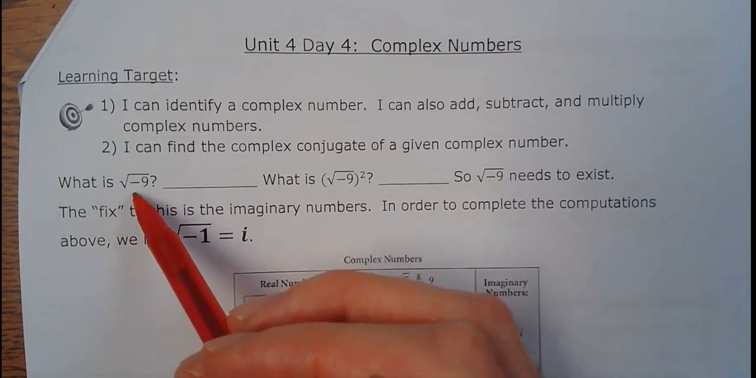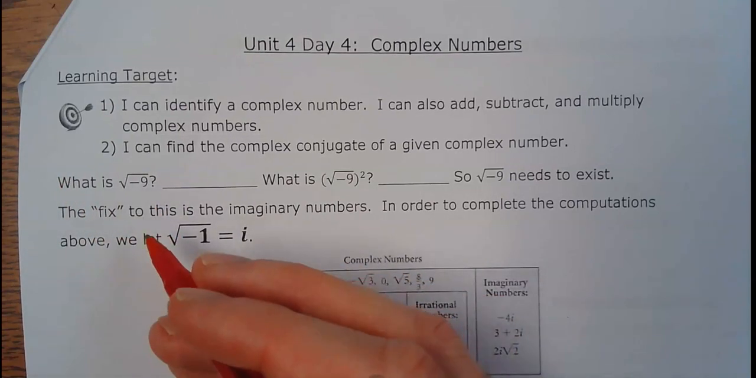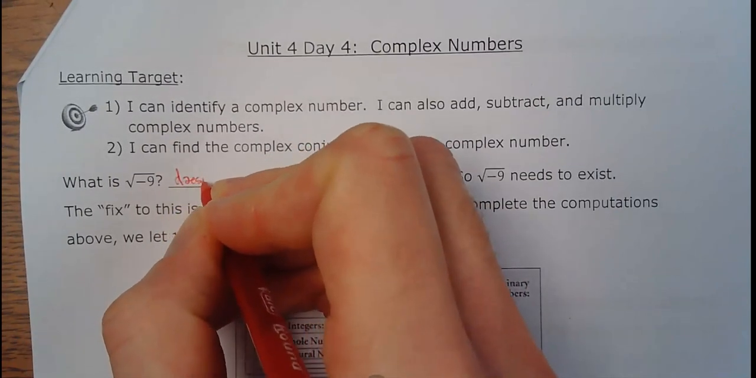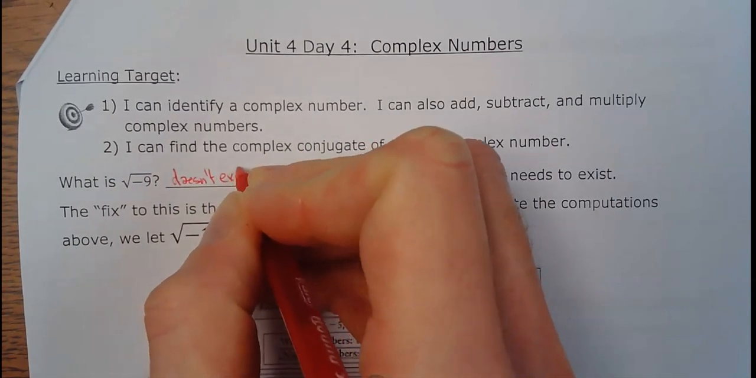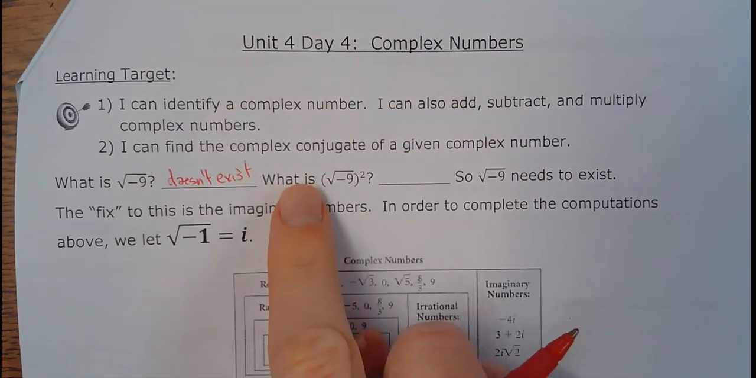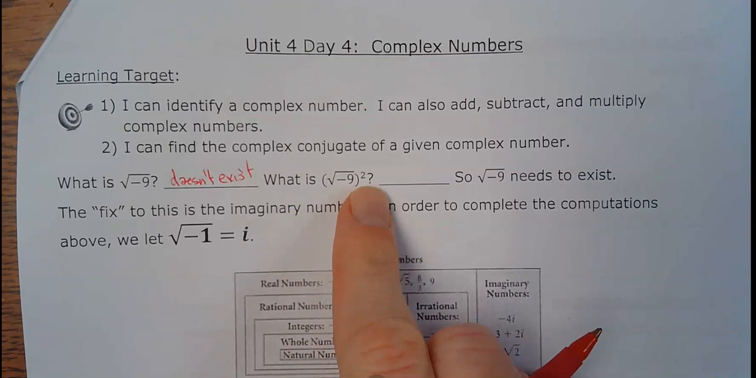So what is the square root of negative 9? Well, for right now, we just say it doesn't exist. It's not defined. We can say undefined also. But what is the square root of negative 9, squared?